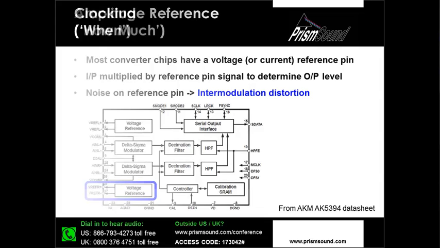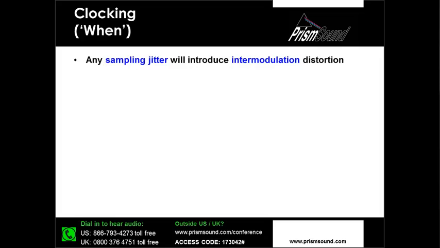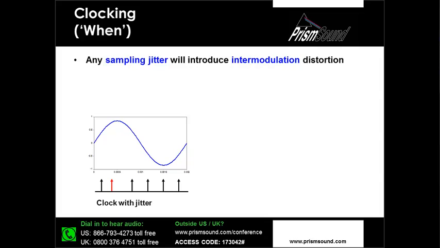The other side of this how much and when question then, the clocking, well, it's widely understood that sampling jitter at the conversion process will introduce intermodulation distortion. And a quick diagram for those of you who perhaps are a bit less familiar with this, I've shown an analog waveform here in blue with a digital clock with a series of pulses in black, and one of those pulses, the one in red, has been offset slightly from its ideal position. So I've introduced some jitter in this diagram.